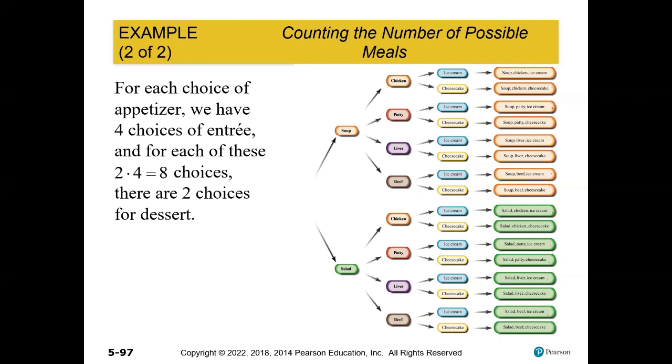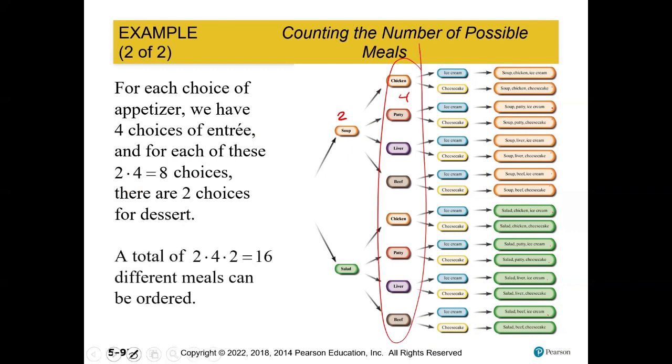Now, instead of doing a table or tree diagram like this, it makes a whole lot more sense to follow a formula. So we had 2 choices for appetizer, and after that, we had 4 choices for an entree. So at this point, we are up to 8 possibilities. We then have 2 choices of dessert, so multiplying 8 by 2 gives me a total of 16.